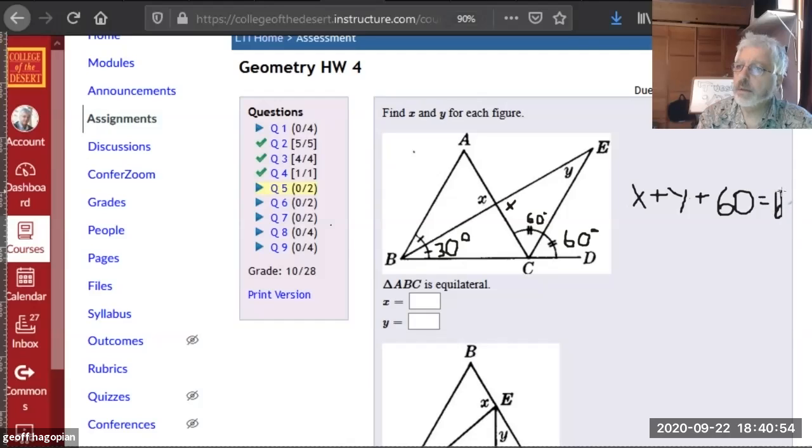It's awkward writing this way. Boy, do I miss the whiteboard. Oh, I guess I'm at the edge of my window here. Okay. 180. And what else can we say? Well, we know that this angle here is also 60, right?